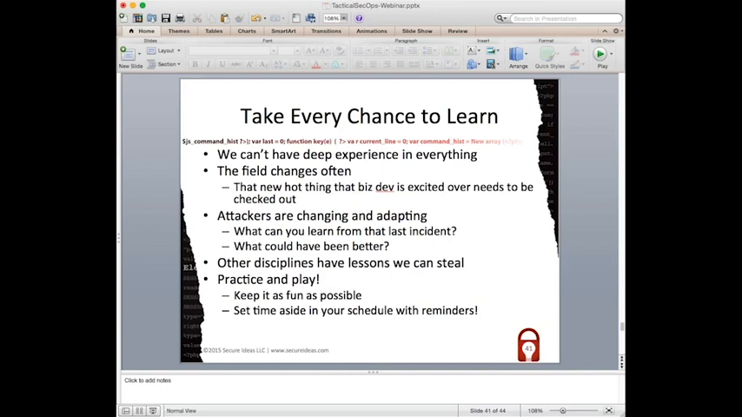And most of all, we got into security because it sounded fun. We got into technology a lot of times because it sounded fun. So take the time to learn, take the time to fool around and do something interesting for yourself. It makes things enjoyable, keeps you refreshed.